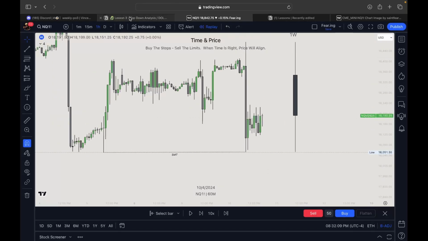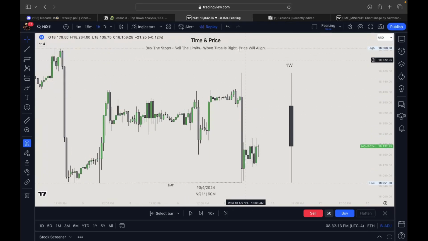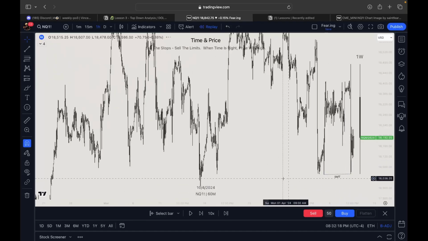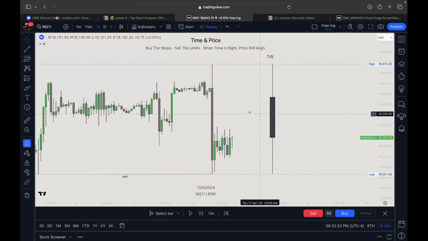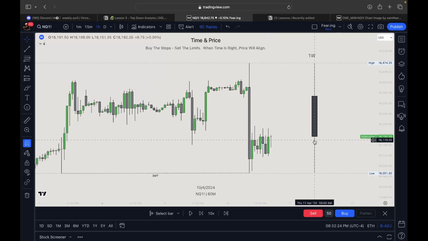Let's remember the quarterly power 3. Right now we're in the accumulation phase of the quarterly power 3. We are not manipulating lower. This is purposefully put in so the price can come back later. But that's not what we're focusing on. We're focusing on the weekly power 3. Because we're in the accumulation phase, we're not really expecting lower prices or higher prices just yet.